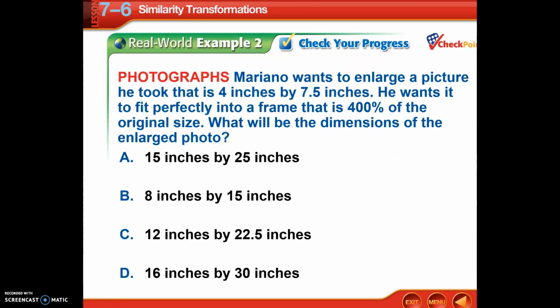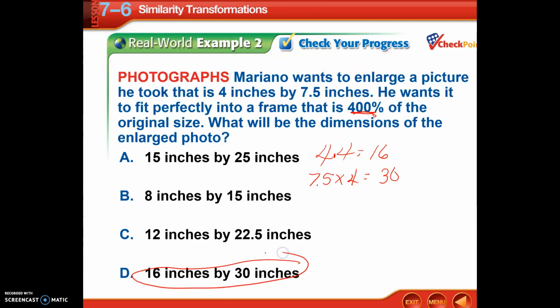So here, if it's 400%, then it's 4 times what it originally was. So if the original was 4, its new would be 4 times 4, or 16, and 7.5 times 4 is 30. So 16 inches by 30 inches.